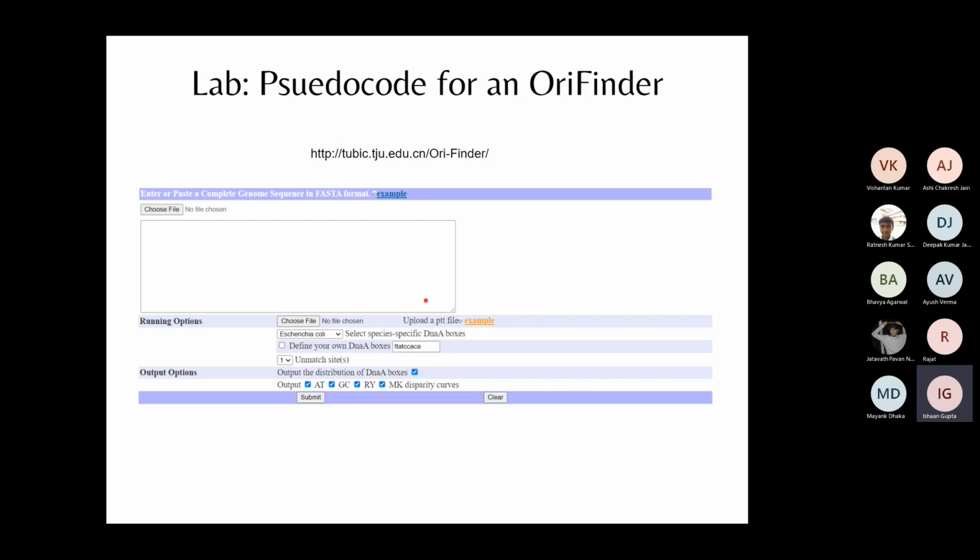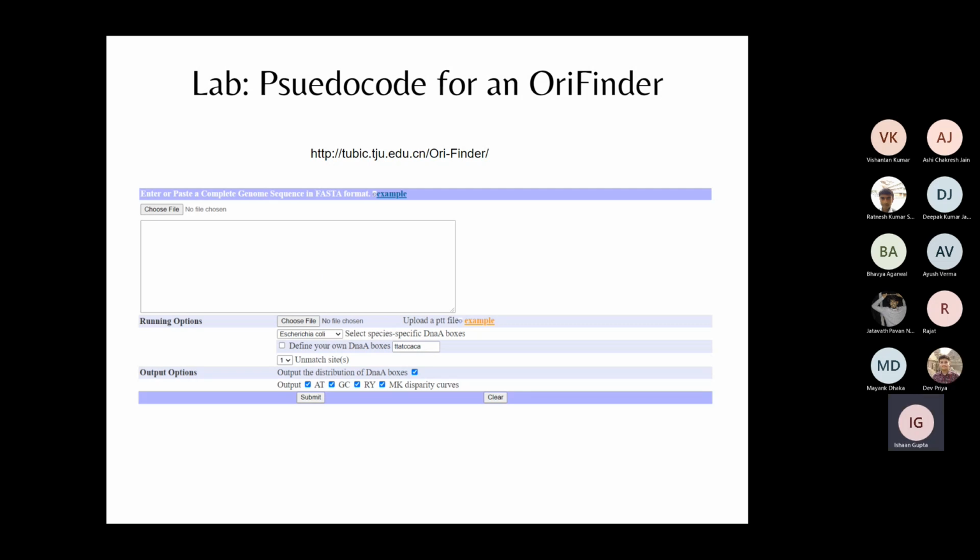The other problem, just because we sort of missed one lab in the confusion of when to have the lab, is to actually go to this tool given here and see how an ORI finder works. So basically you can, using the NCBI platform that we saw in the lab last time, take a bacteria of your choice. Maybe you can take the bacteria which was the first bacteria that was sequenced.